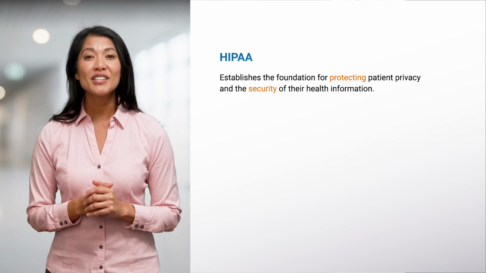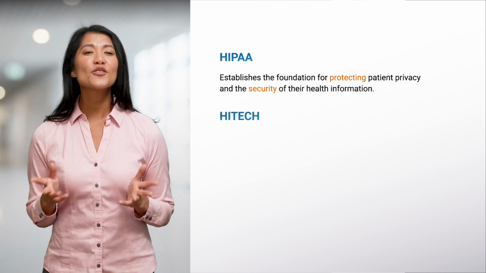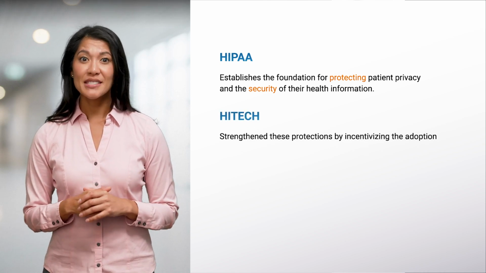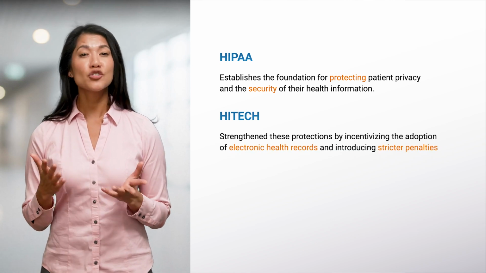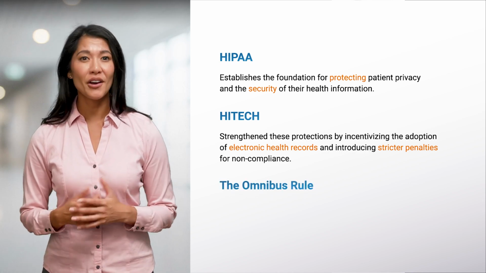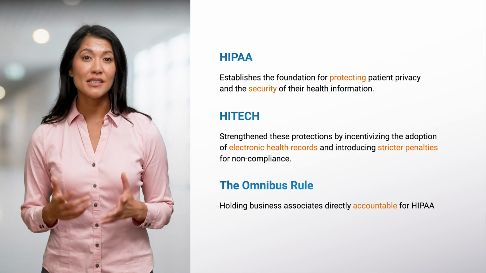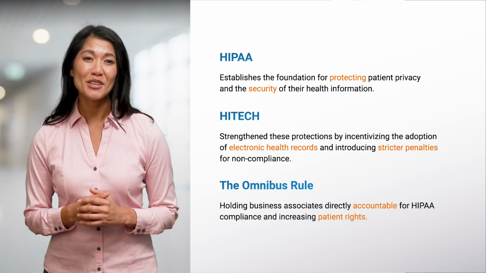The Health Information Technology for Economic and Clinical Health Act, known as HITECH, further strengthened these protections by incentivizing the adoption of electronic health records and introducing stricter penalties for noncompliance. The Omnibus Rule expanded upon these regulations, holding business associates directly accountable for HIPAA compliance and increasing patient rights.